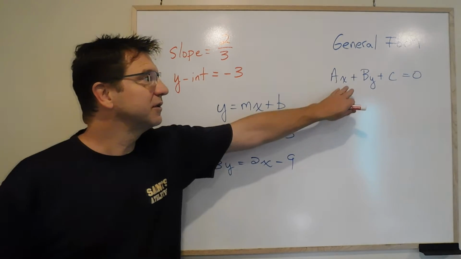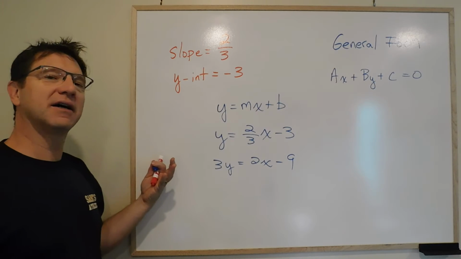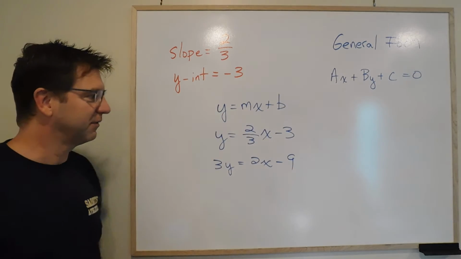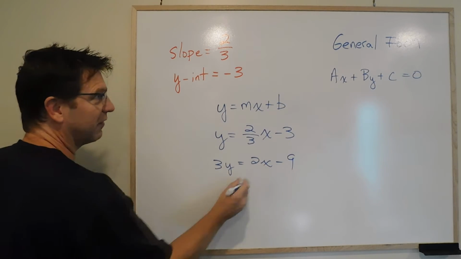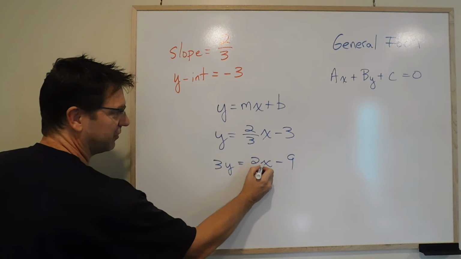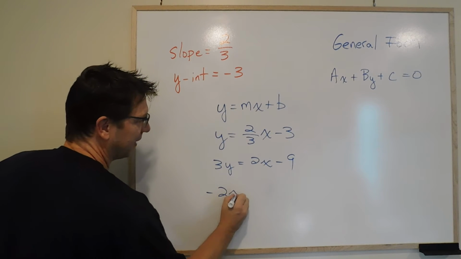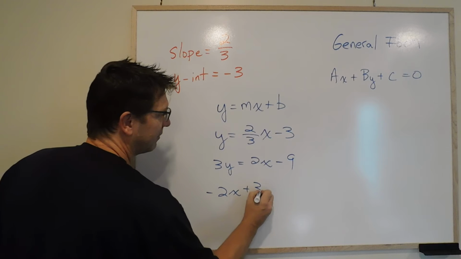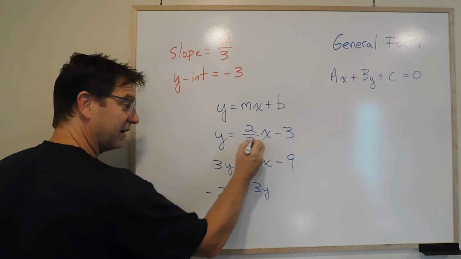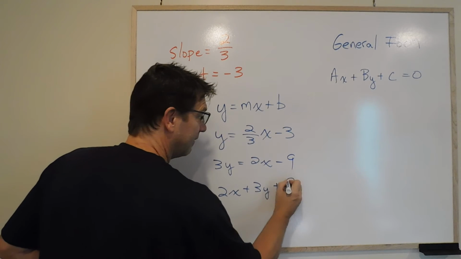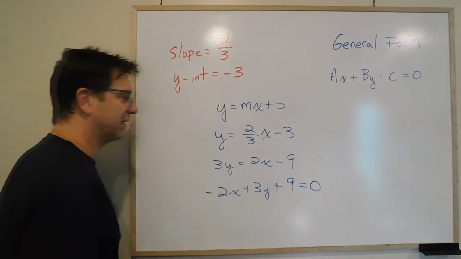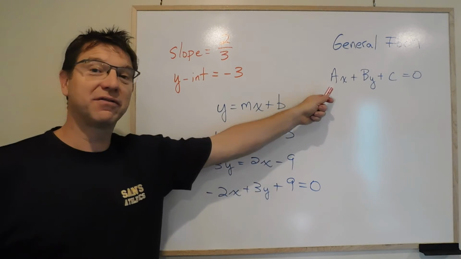Now, I also need to move everything to the left side because I want the right side equal to 0. So I'm going to move this over, and the x term goes first, so the 2x is going to become minus 2x on this side, plus 3y. The minus 9 is going to become plus 9 equals 0. And you're like, hey, great, I'm done. I got it in general form here.